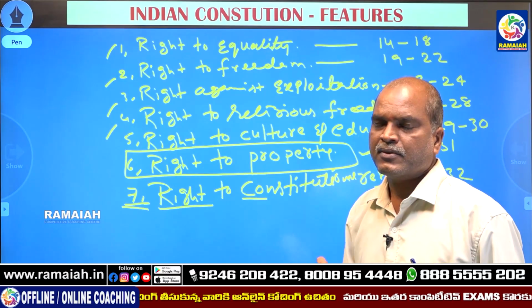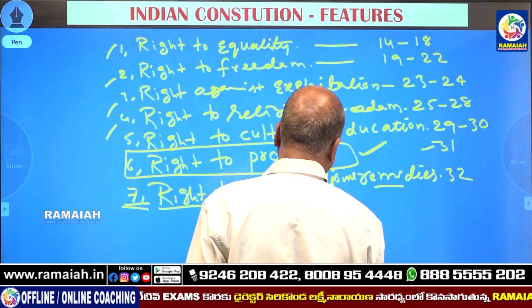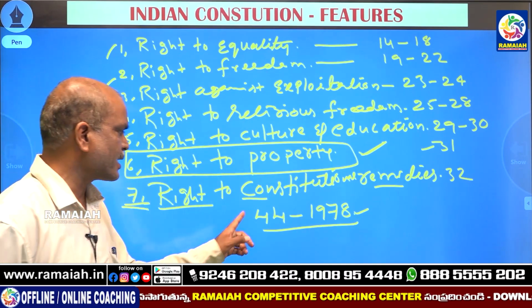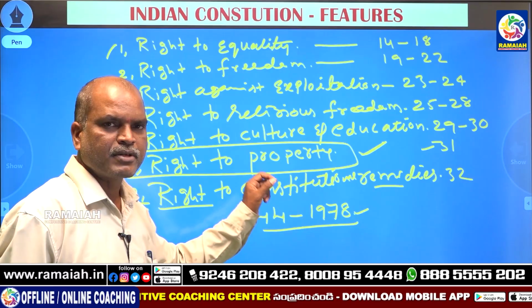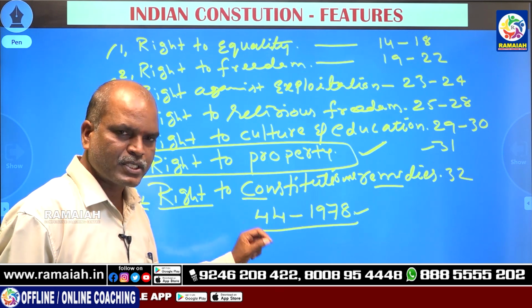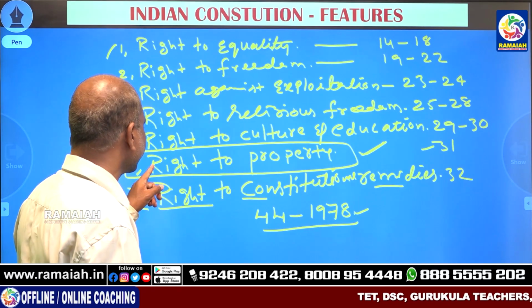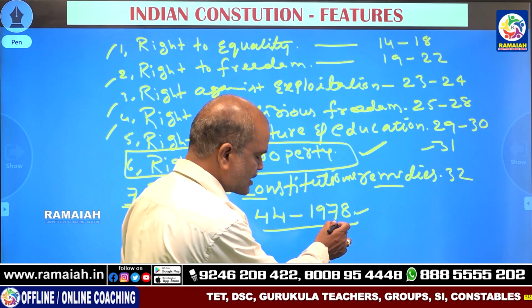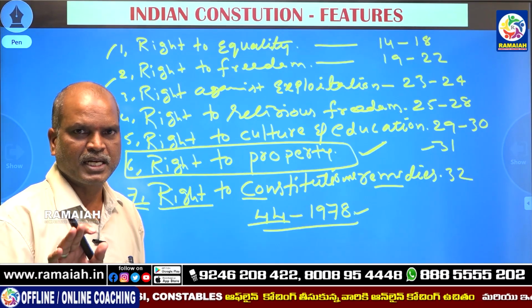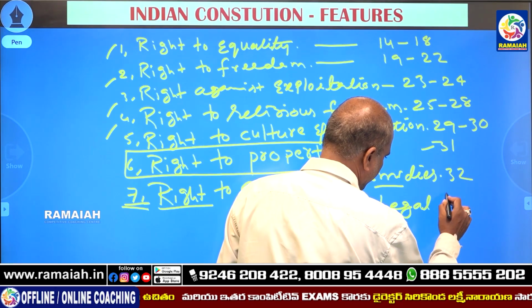Right to property was deleted according to the 44th Constitutional Amendment Act 1978, from the list of fundamental rights. So at present, the number of fundamental rights is 6. Which one was deleted? Right to property. In which year? In 1978. As per which Constitutional Amendment Act? 44th. Got it?